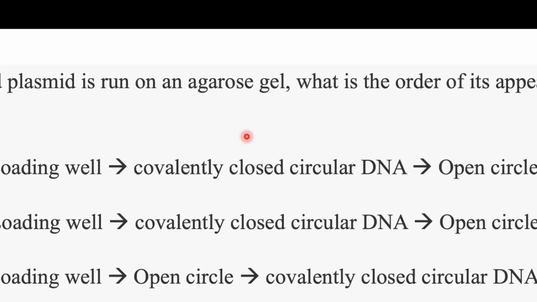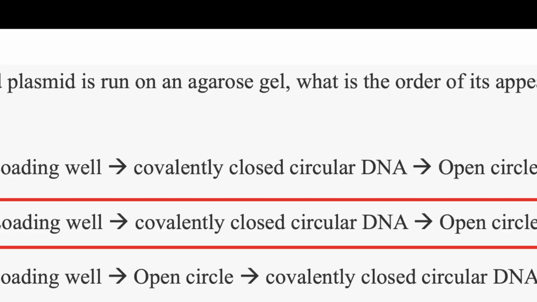Okay, let's not lose any more time and time to reveal what is the correct answer for this question. The correct answer for this question is option B. So when an isolated plasmid is run on an agarose gel, this is the order. From top to bottom, the products will appear. First will be the loading well, then covalently closed circular DNA, then an open circle or a nicked circle, then supercoiled DNA, and then RNA. Right? So this is the correct order of products in the gel.